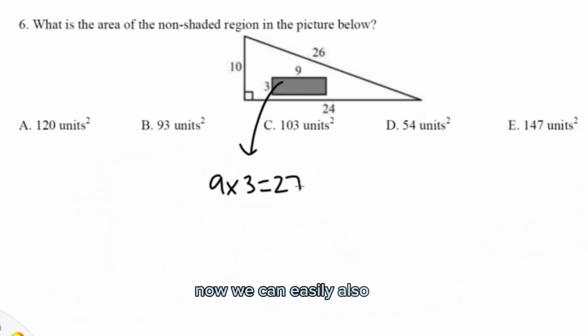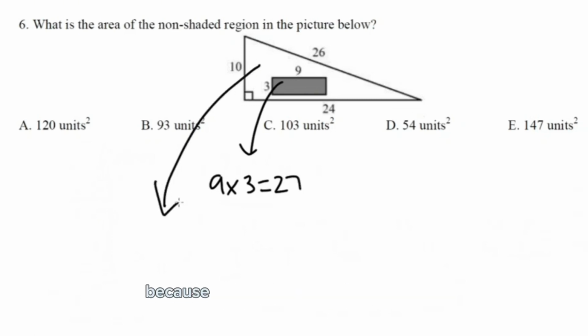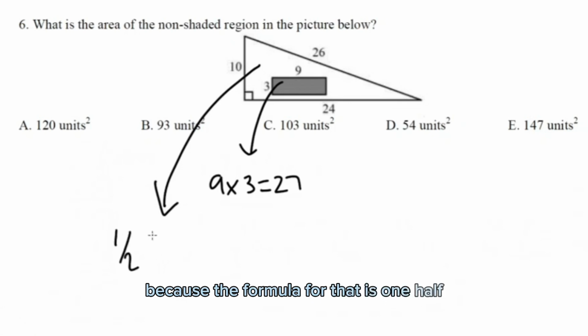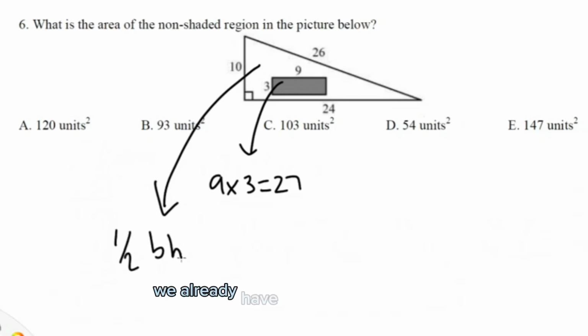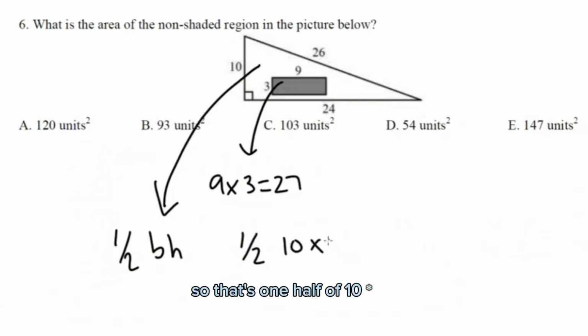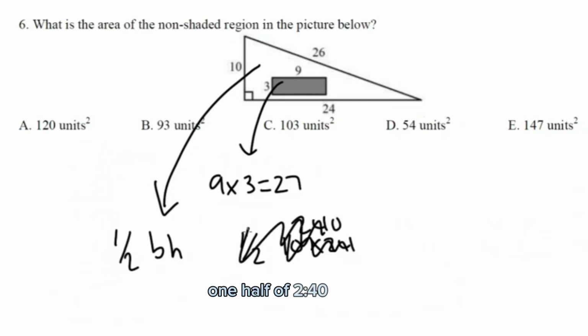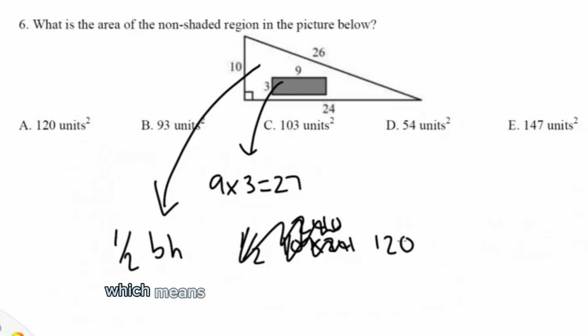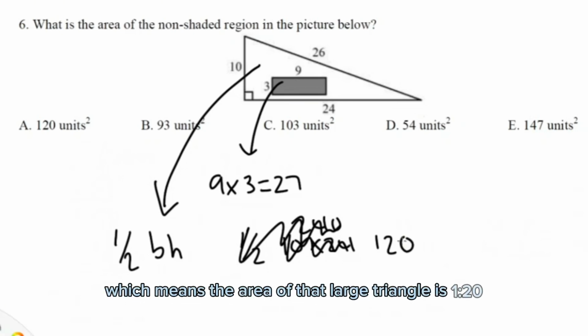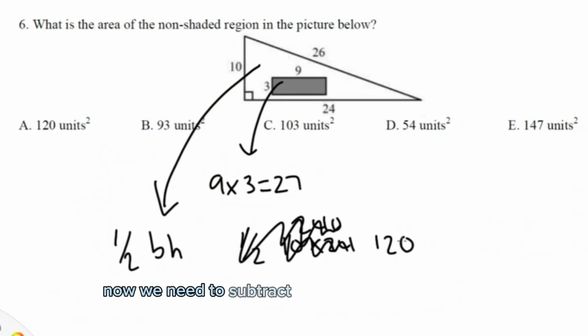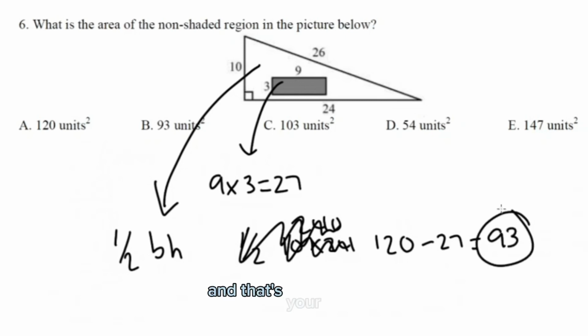Now, we can easily also do the area of the large triangle because the formula for that is 1/2 of base times height. We already have our height and base, which is 10 and 24, so we can just do that. So that's 1/2 of 10 times 24. 10 times 24 is 240. 1/2 of 240 is 120, which means the area of that large triangle is 120. Now, we need to subtract the area of this rectangle, which is 27. So 120 minus 27 gets us 93, and that's your answer.